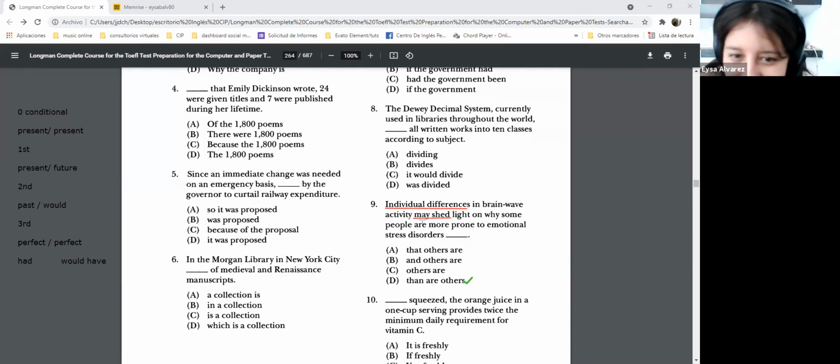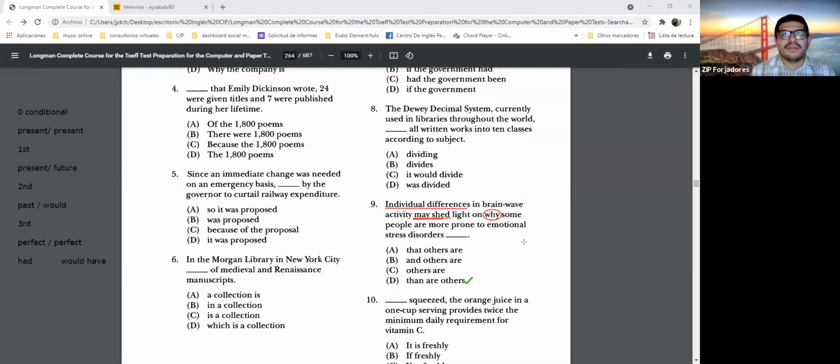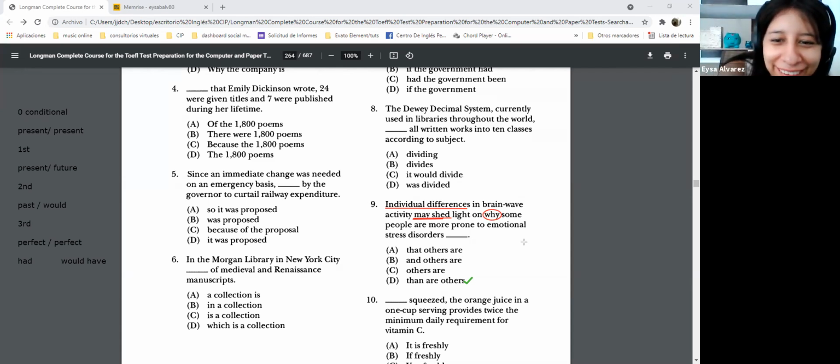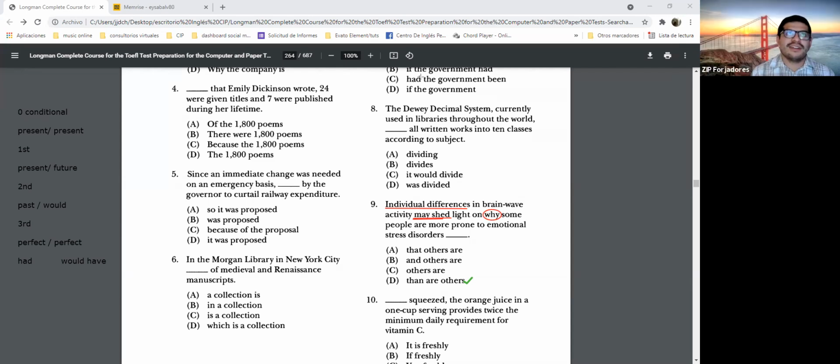Then one more time, we have some people, the subject, are is the action. Here we have more, that is comparative, right? Why is a connector, but it's joining two clauses. We have some people, the subject, and are the action. Yes, that one is correct because it's a noun clause connector, but it's connecting two clauses.